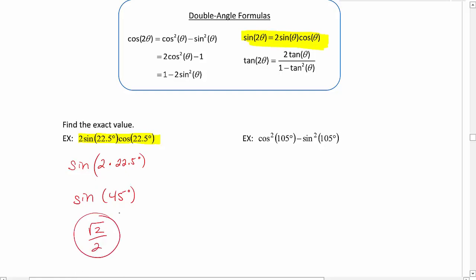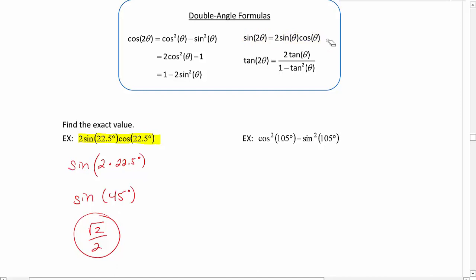These formulas, like our sum and difference formulas and others, you don't have to memorize. I'll provide them for you on a formula sheet. However, it is important to be able to recognize that 2 sine cosine is the same as sine of 2 theta. We use that one quite a bit.